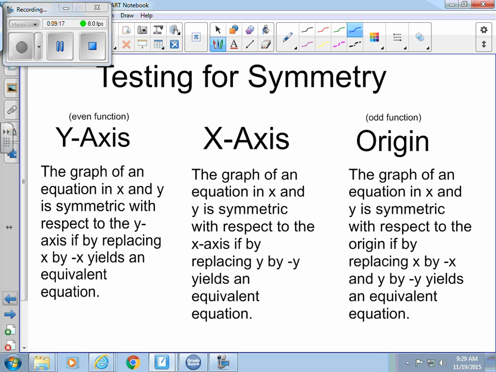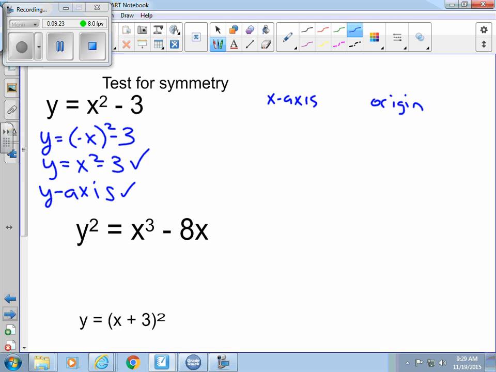So if you plug in a negative x, you get the same thing as the original. Yeah, wherever x is, you put a negative x. Even if it's negative, well, then you get a negative. Where x is, you replace it with a negative x.